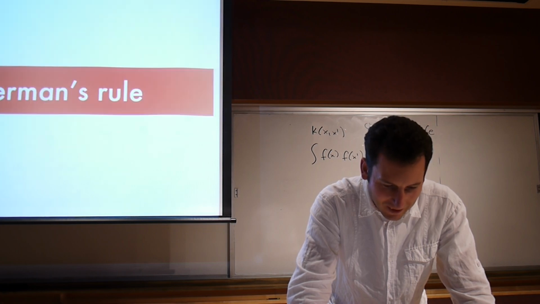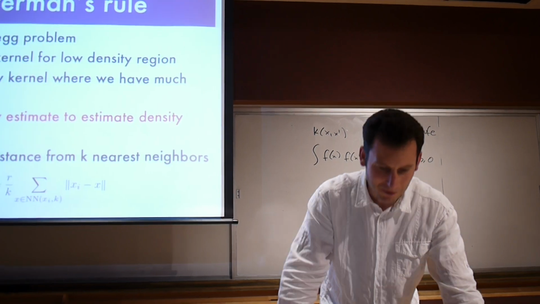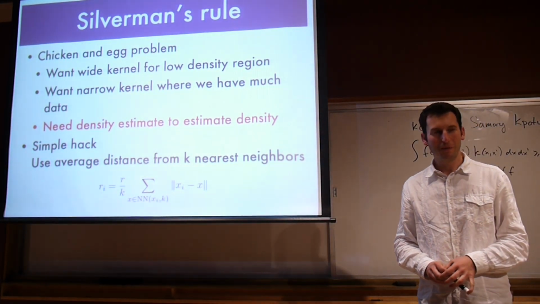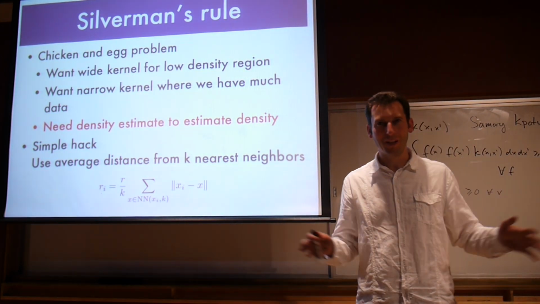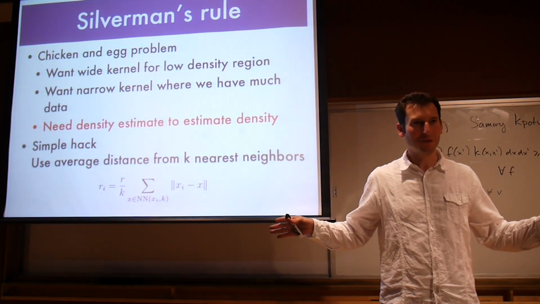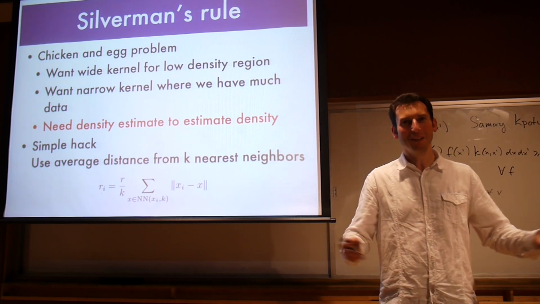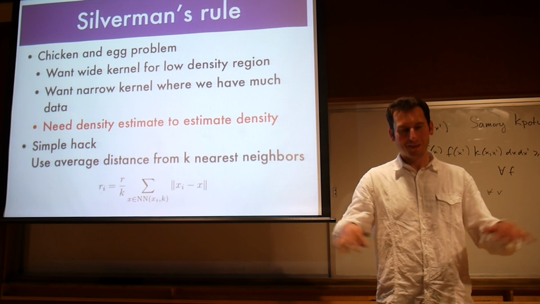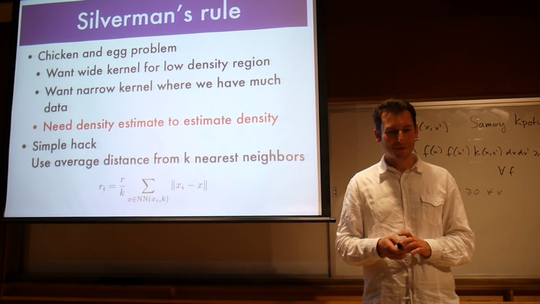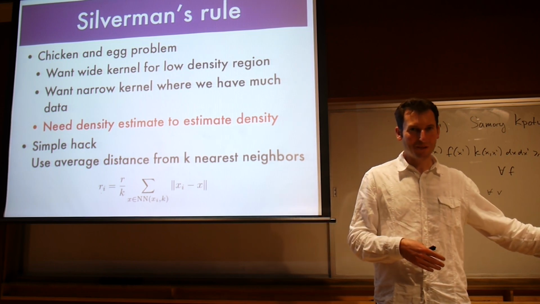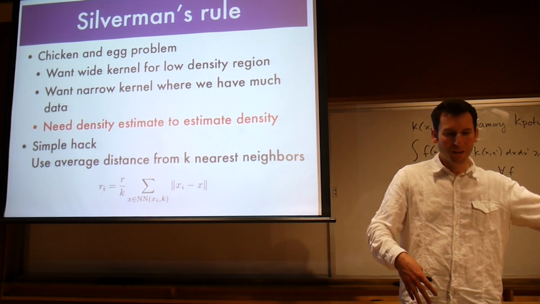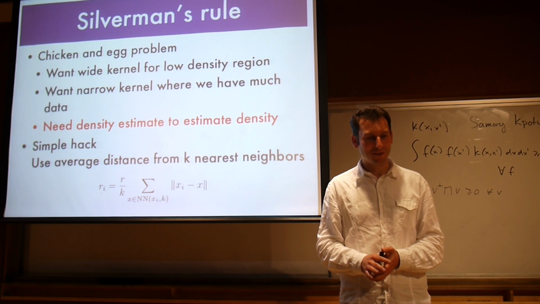Okay, now, here's a problem with our density estimate. It's kind of a chicken and egg problem. In a way, we want to have a wide kernel where we have very low density, because our density is not going to be uniform. If it's uniform, then I don't need a kernel density estimation in the first place, right? And I just say, well, density is constant. So we want to have a wide kernel for low density regions, because there we will have very little data to make sure we smooth suitably. We want a narrow kernel where we have a lot of data.